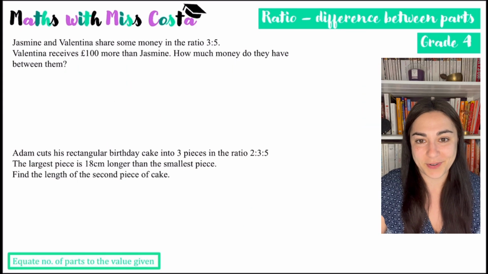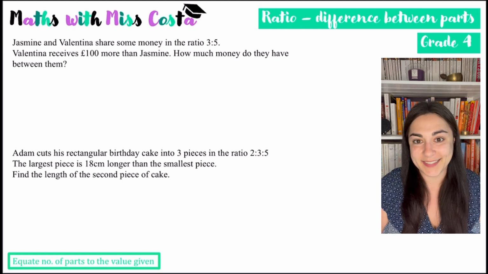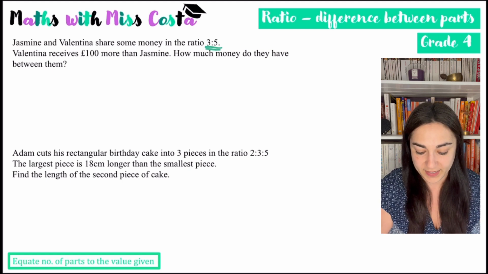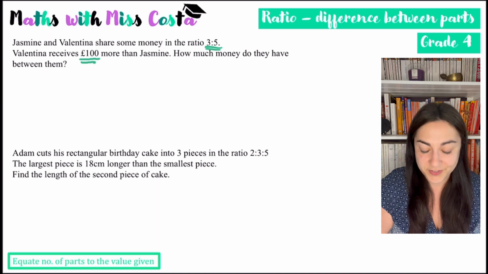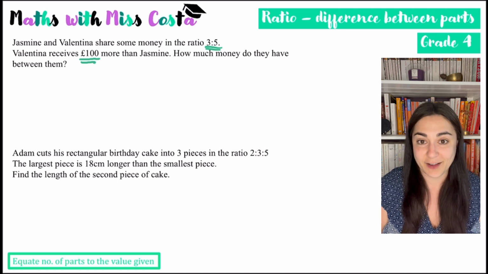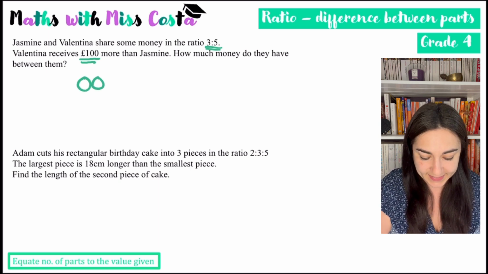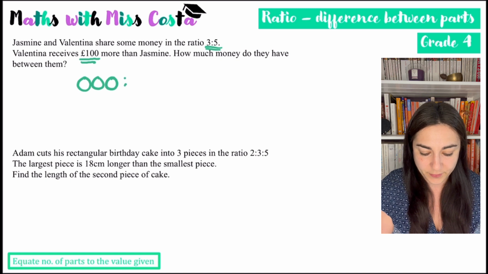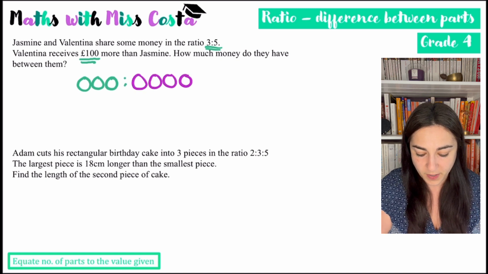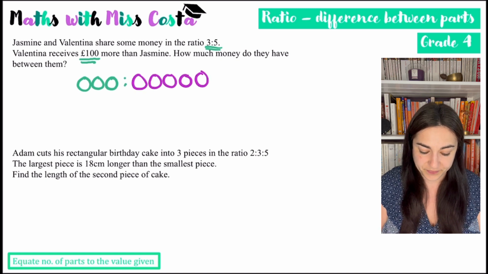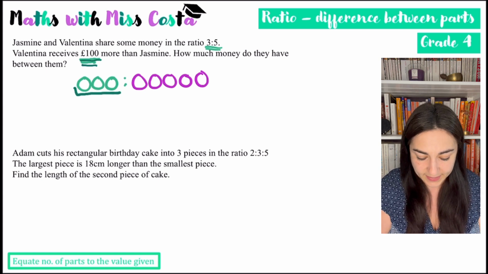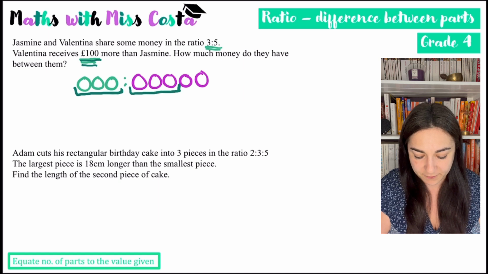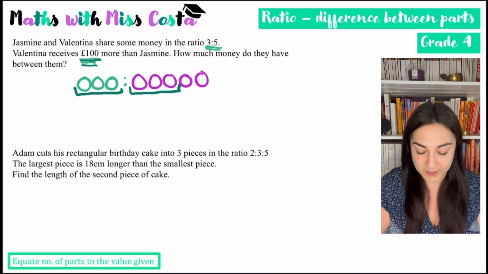Okay, so some more ratio with parts. Jasmine and Valentina share some money in the ratio 3 to 5. Valentina receives £100 more than Jasmine. How much money do they have between them? So once again, let's think about it. So Jasmine gets 3 parts for every 5 parts that Valentina receives. And Valentina receives £100 more in total than Jasmine does. So Jasmine has 3 parts and Valentina has 3 parts. They're going to be equal.